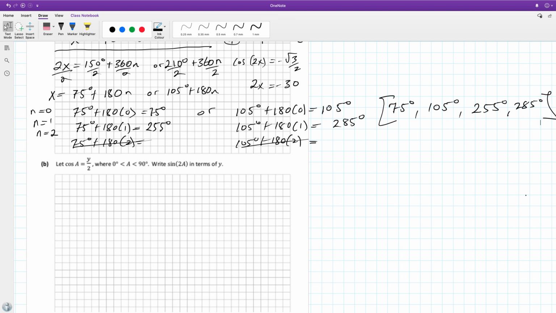What's our little poem to remember right angle triangles? Or whatever you remember. SOH CAH TOA, or silly old Harry, caught a herring, trawling off America.